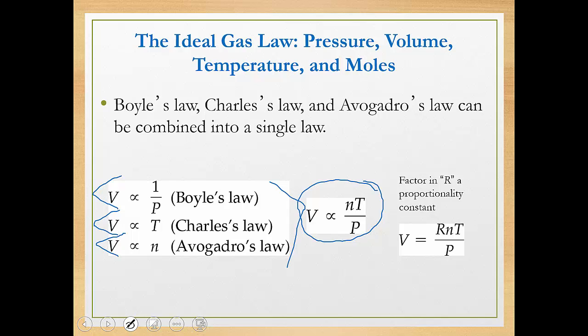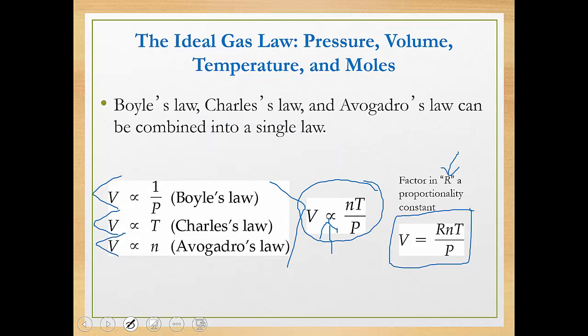Now notice that we don't say they're equal, we say that they're proportional to one another. To set them equal, we have to have that proportionality factor or proportionality constant, and that's known as the ideal gas constant, which is represented by capital R. That is a constant number that allows us to equate them and set them equal.